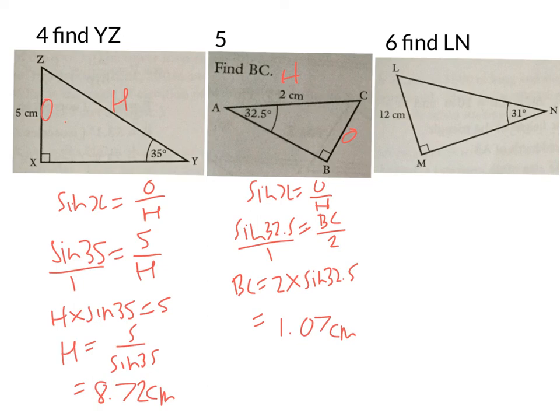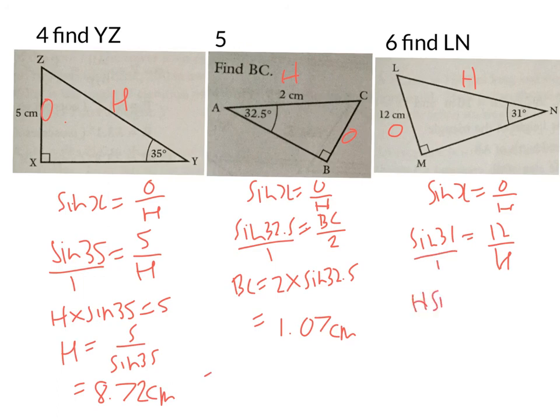Number 6. Opposite the angle is the 12, and we have to find LN. It's the longest side, hypotenuse. So sine x equals O over H. Sine 31 equals 12 over H. Now your handwriting should be a lot better than this. I'm using literally what looks like a crayon, so I'm excusing myself.